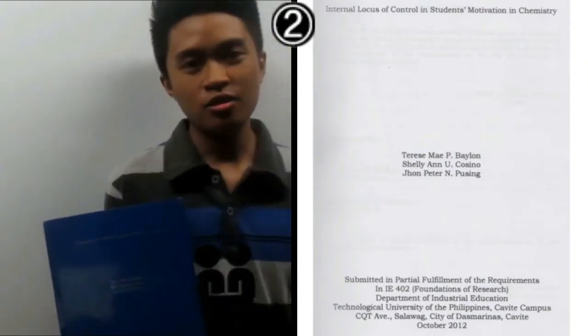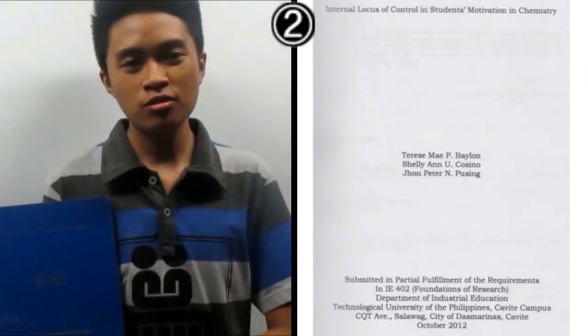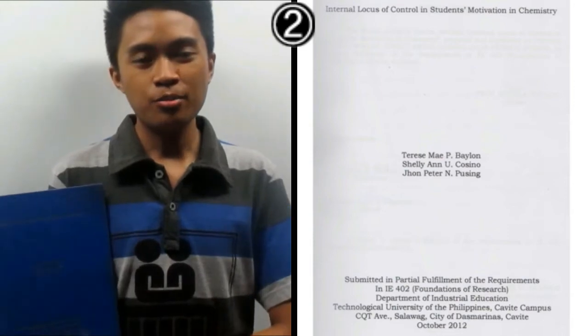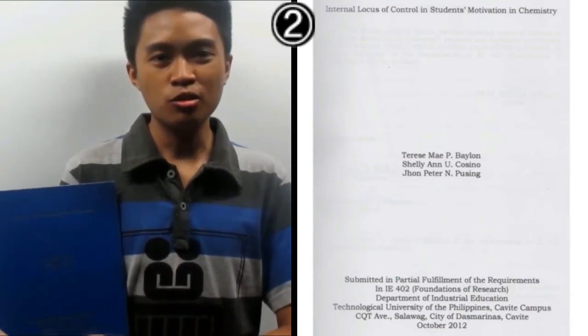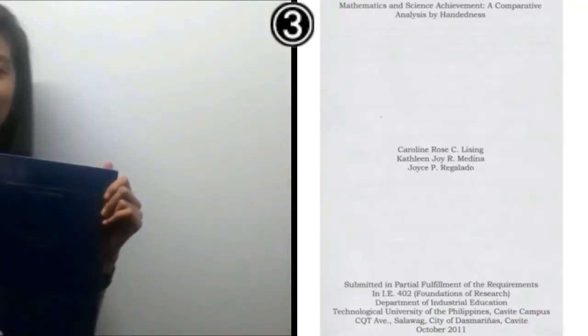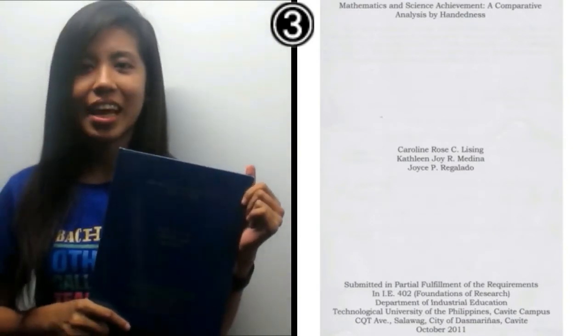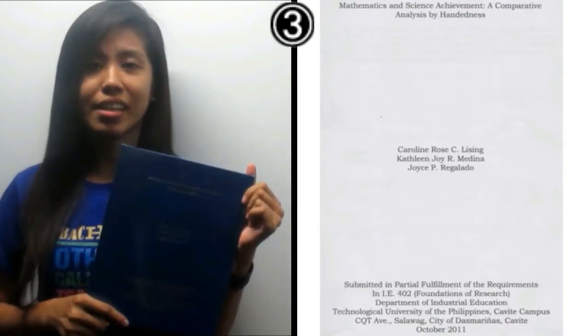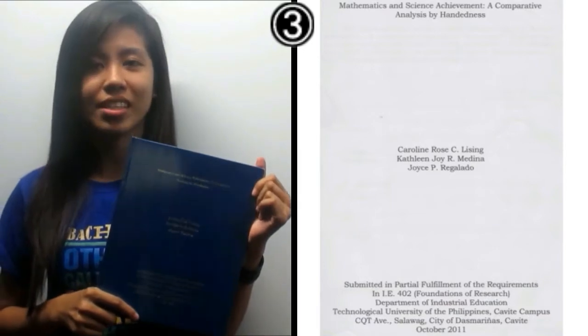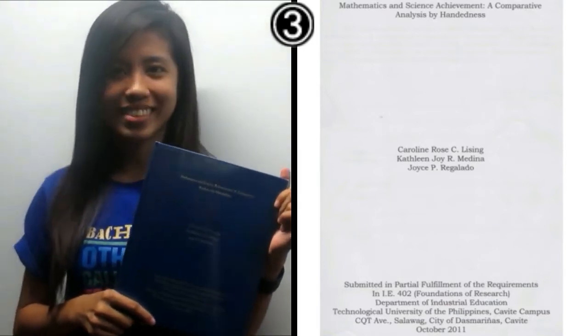Second is the internal locus of control in students' motivation in chemistry, presented by BSI students on October 2012. And the last one is Mathematics and Science Achievement, a comparative analysis by Hanlon S. conducted by BTTE students in October 2011.